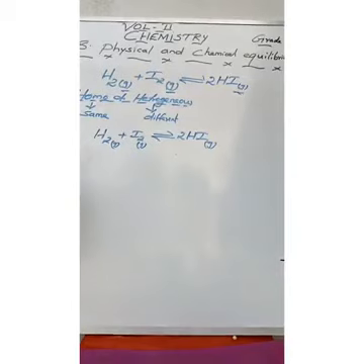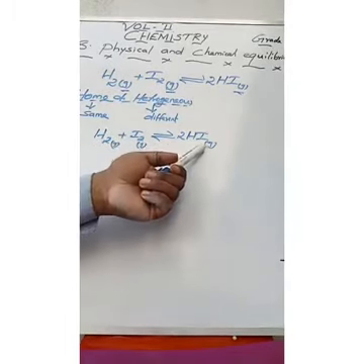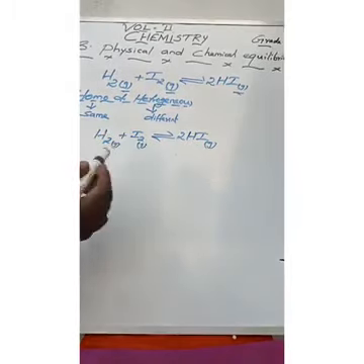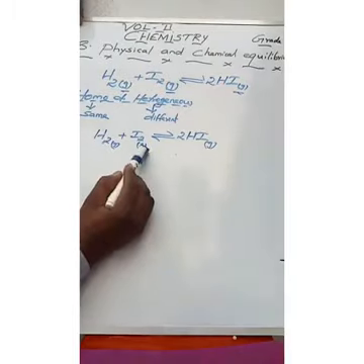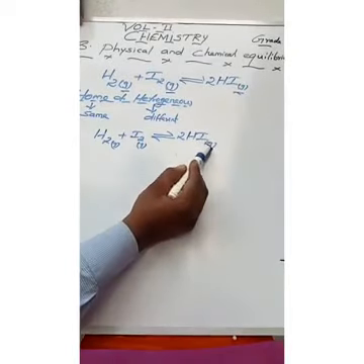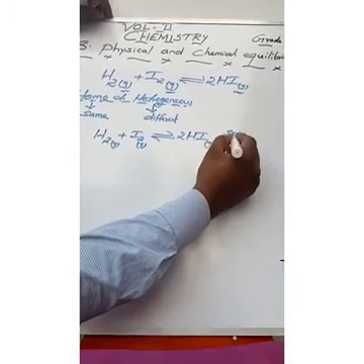In this above equation, hydrogen is in the gaseous phase, iodine is in the gaseous phase, and hydrogen iodide is also in the gaseous phase. So the two reactants, hydrogen and iodine, and the product are all in the same phase, the gaseous phase. Am I right?